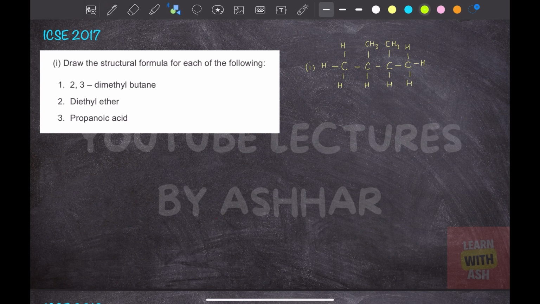Regarding another thing, as we can see that I am writing wholly the CH3 portion. In examination, you can also write it in this manner also.